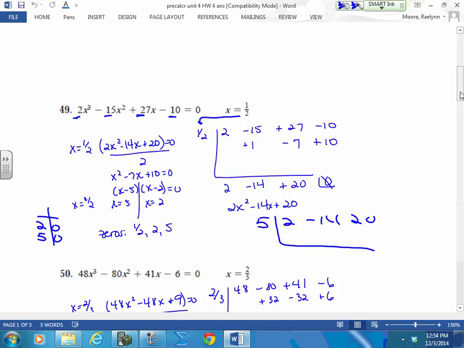So, bring down a 2. This will give me 10. Bring down to negative 4. This will give you negative 20. And yeah, I know this was going to be 0. So 2x minus 4 equals 0. And x is going to be equal to 2. That shows me all my zeros. Algebraically, I found all my zeros.